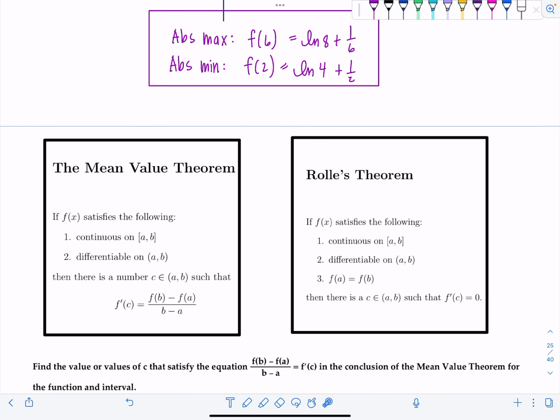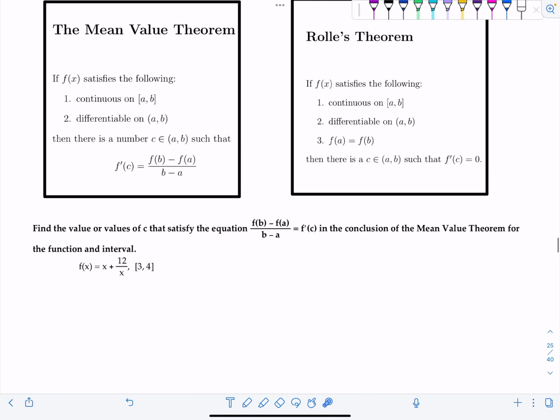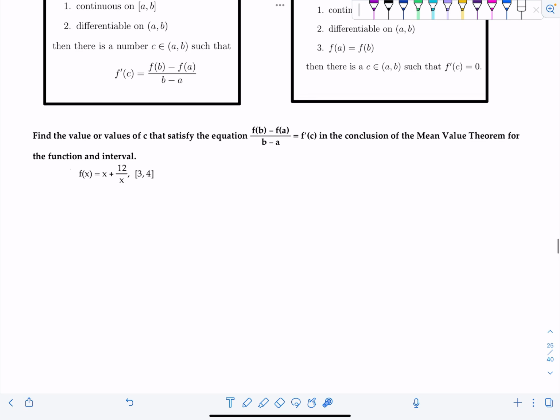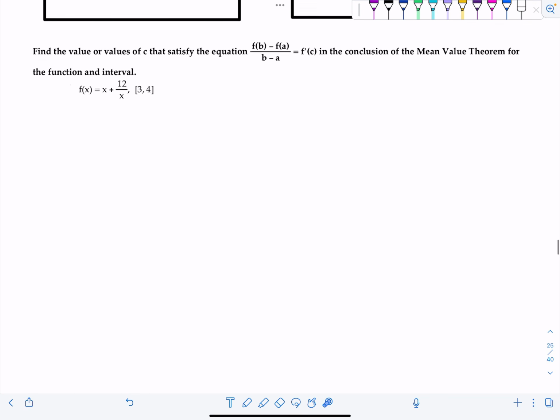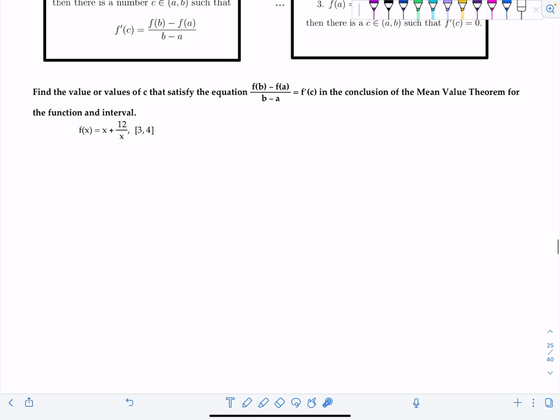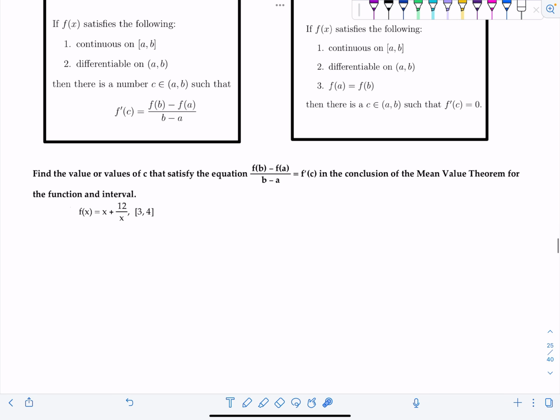Okay, I'm going to do an example that ends up being a hybrid of the two. Find the value or values of c that satisfy the equation in the conclusion of the mean value theorem for the function and interval. And you have to always first verify the conditions before you proceed, so let's do that.